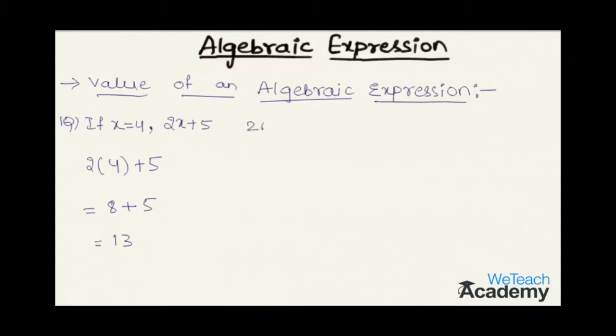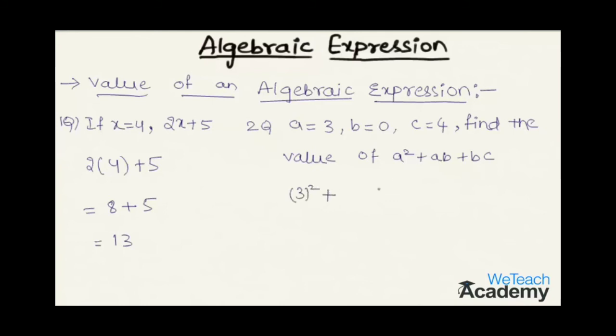Now let us solve another example. If a is equal to 3, b is equal to 0 and c is equal to 4, we have to find the value of a square plus ab plus bc. Let us substitute the a, b, c values in the expression. We get a square, that is 3 square, plus a times b, where a is 3 and b is 0, plus b times c, where b is 0 and c is 4. Simplifying this, we get 3 square as 9 plus 3 into 0 is 0, and 0 into 4 is 0. By adding this, we get 9 as the value of the expression.